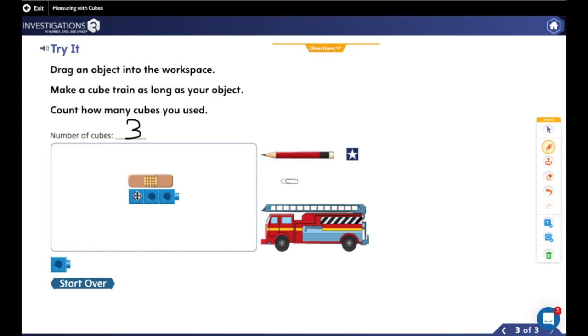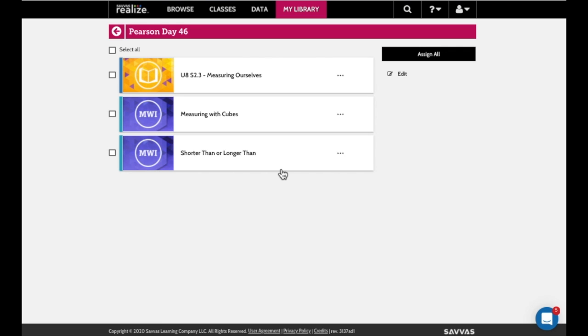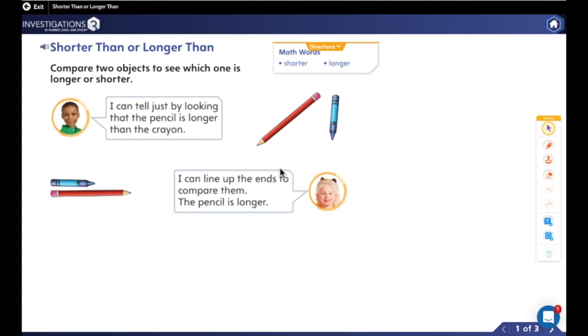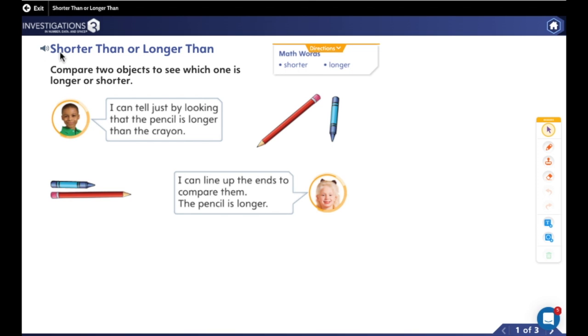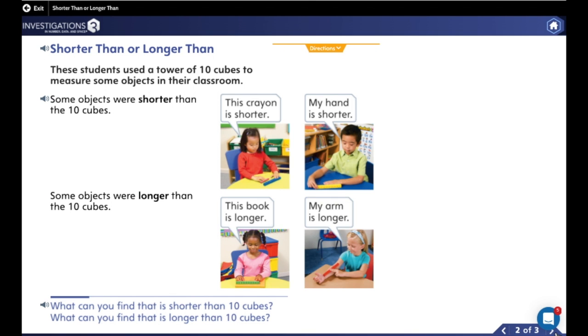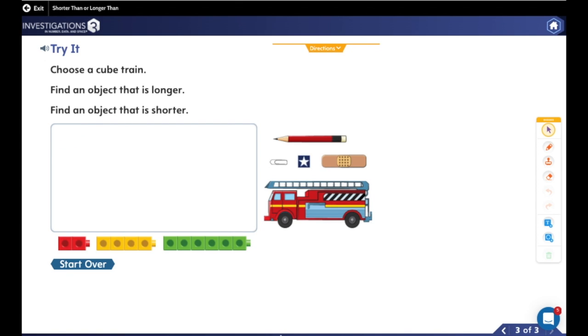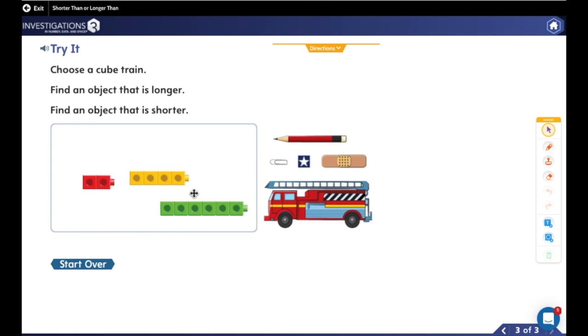Now, if you just write 3 and I don't see your cubes, I'm going to question, did you do this by yourself? Because I want to see your good measuring. Now, the last thing you have to do is about shorter than and longer than. Again, press the play button and you can listen. Same thing. And then here, choose a cube train. You've got the red one, the yellow one, or the green one. You get to pick.